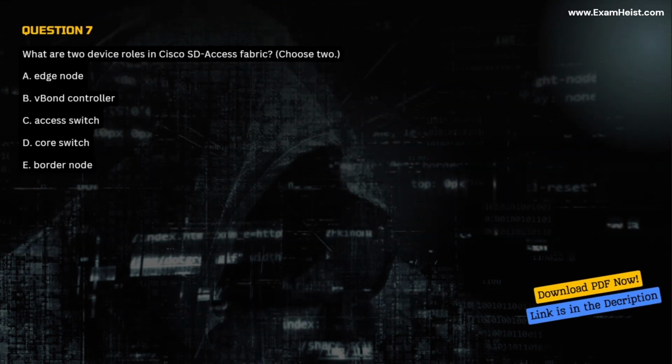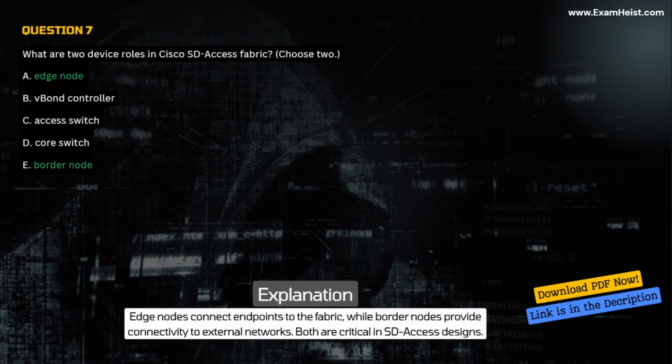Question 7. What are two device roles in Cisco SD-Access Fabric? Choose 2. A. Edge node. B. vBond controller. C. Access switch. D. Core switch. E. Border node. Correct answer A and E. Edge node. Border node. Explanation. Edge nodes connect endpoints to the fabric, while border nodes provide connectivity to external networks. Both are critical in SD-Access designs.